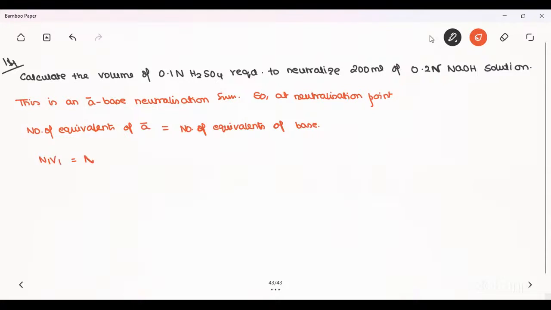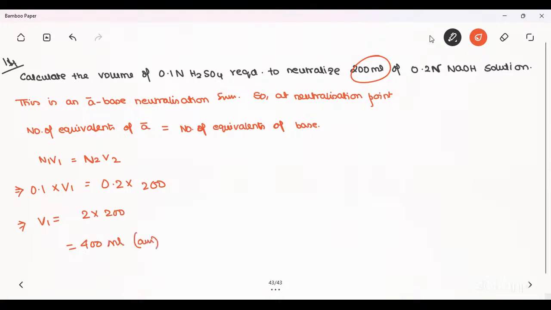So the formula is N1V1 equals N2V2. What is given? 0.1. What is the volume? We don't know. 0.2 into 200, right? So just calculate V1. It will be 2 into 200, that will come as 400 milliliter. So this will be your final answer. That's how you are going to solve acid-base neutralization questions. This is all the thing that you need to do.